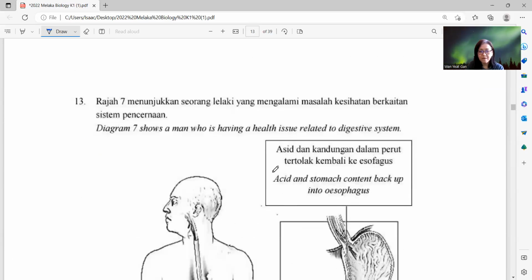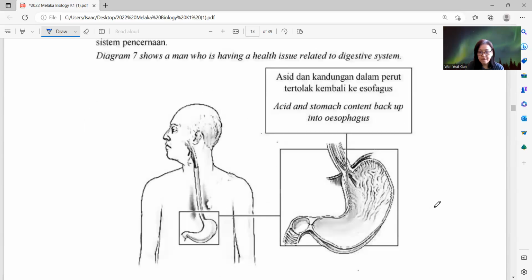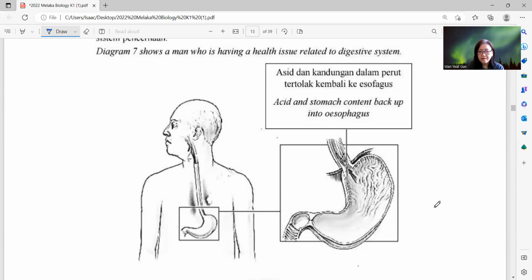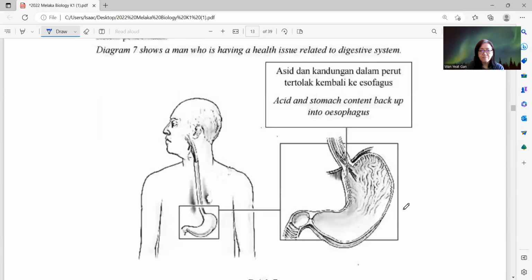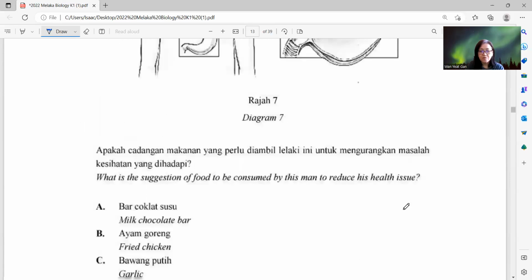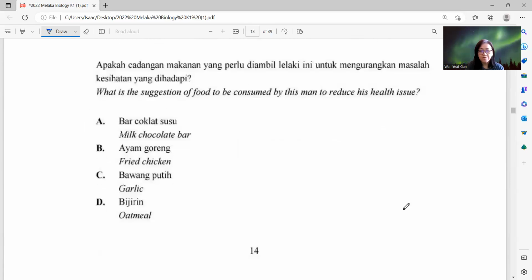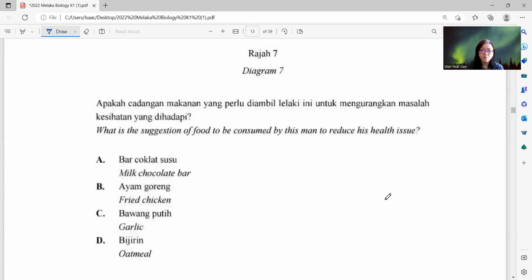Diagram 7 shows a man who is having a health issue related to the digestive system. You can see that the acid and the stomach content back up, so there's a reflux, acid reflux. What food consumed by this man will reduce his health issue? The best thing is not to eat any more food that will increase acidic content, as well as oily food. So the best is to eat oatmeal.